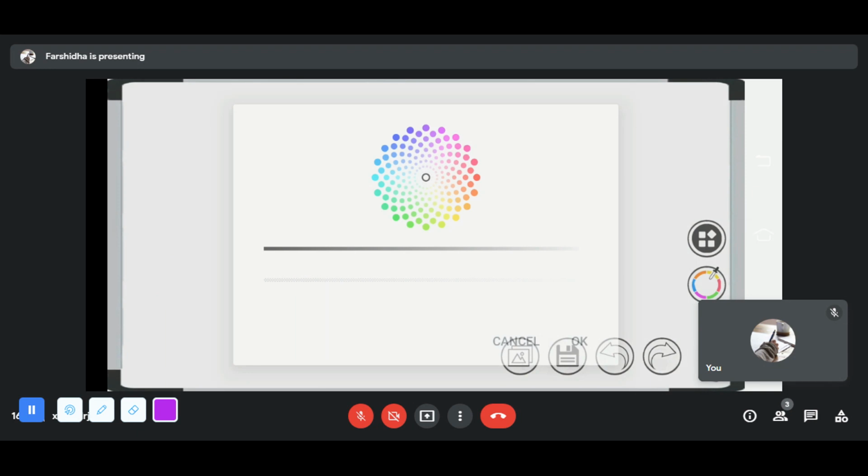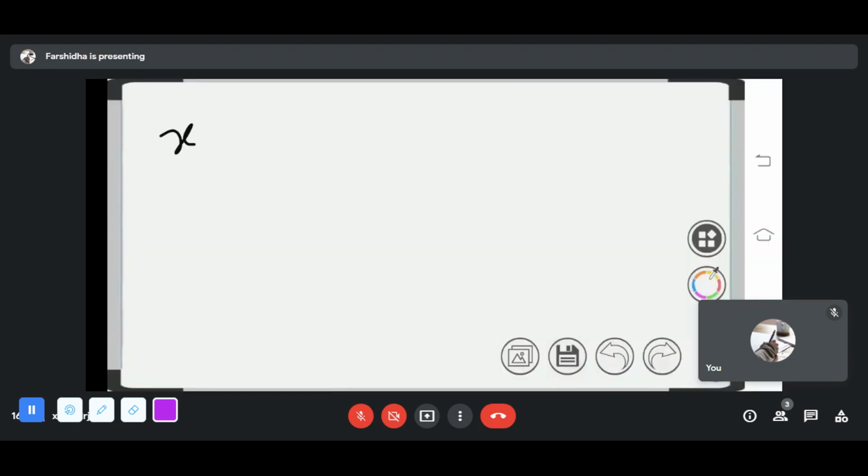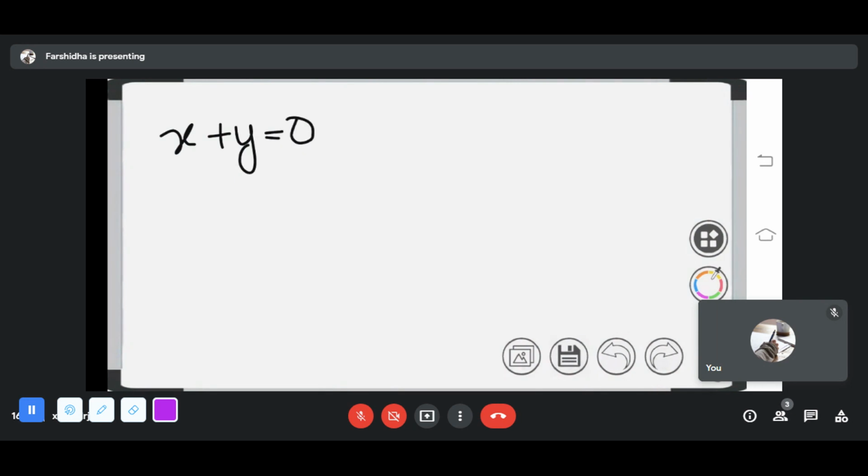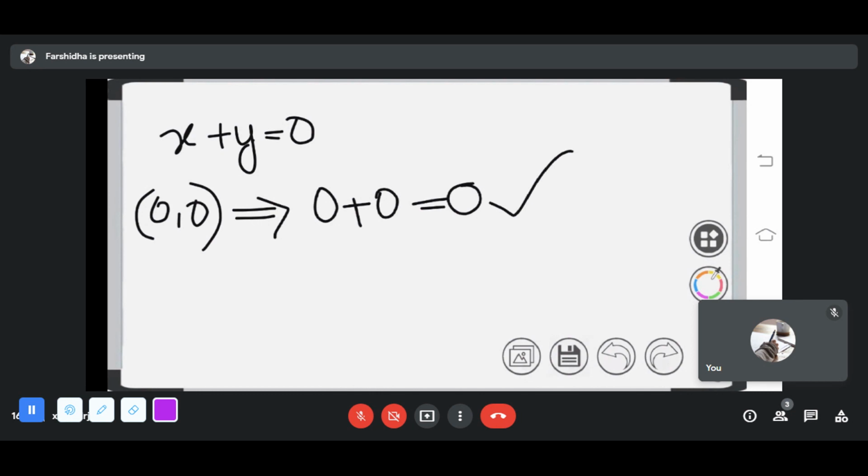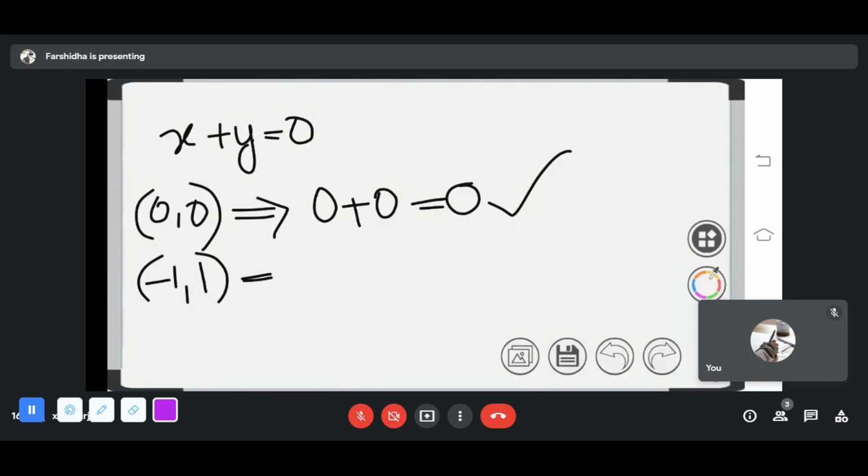I'll write in a proper way. x plus y is equal to 0. You can write like this. First point is 0, 0. So I'm putting x is equal to 0, y is equal to 0. So 0 plus 0 is equal to 0. So it satisfies. Now the second point, minus 1 and 1. I'm substituting x as minus 1 and y as 1. So minus 1 plus 1, is it equal to 0? Yes. So this is also satisfying. Now 1 and minus 1.